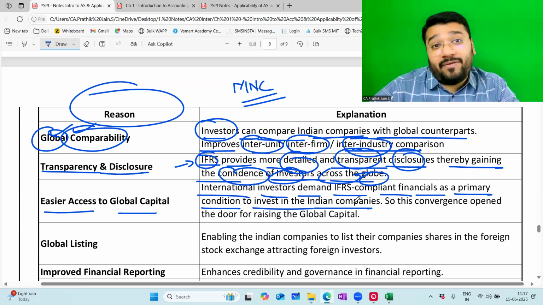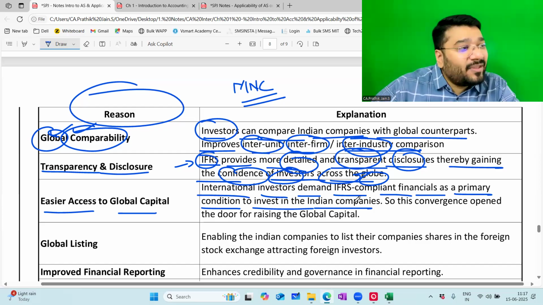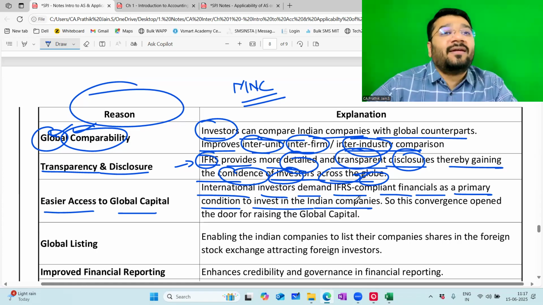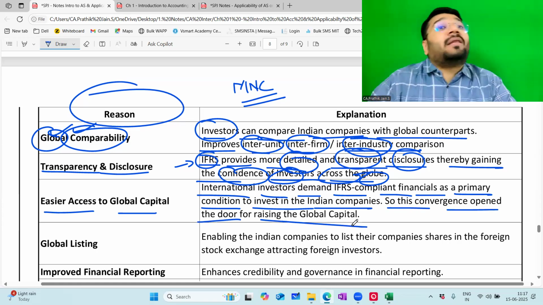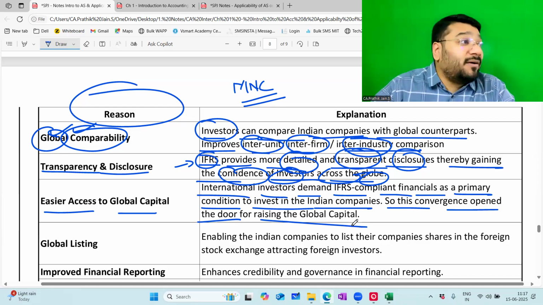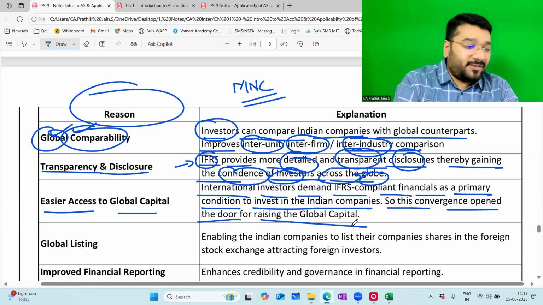We don't understand your language. You have to learn our language. If not fully, at least slightly. So we came out with a slight language called Ind AS. So this convergence opened the door for raising global capital. Where we were struggling to raise money from foreign investors, this Ind AS helped us gain more money from the foreign investors.